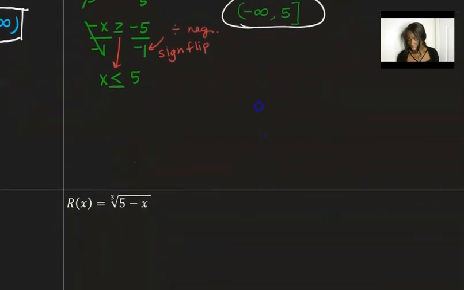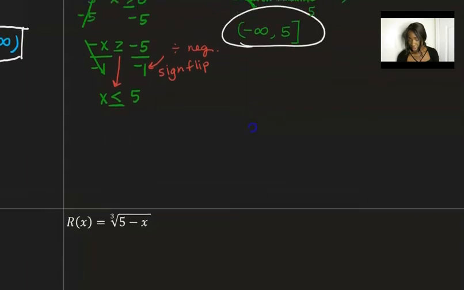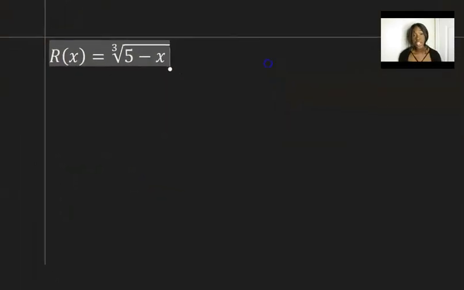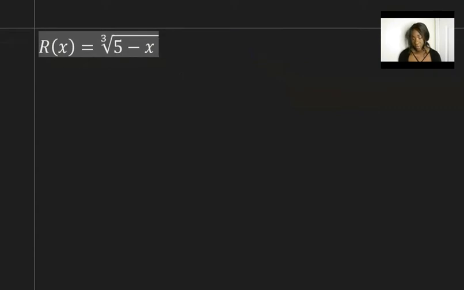So now let's look at the next example, which is very similar to the last one. The only difference in this example is that it's a cube root instead of a square root, because it has that little index of a 3 on it right there.